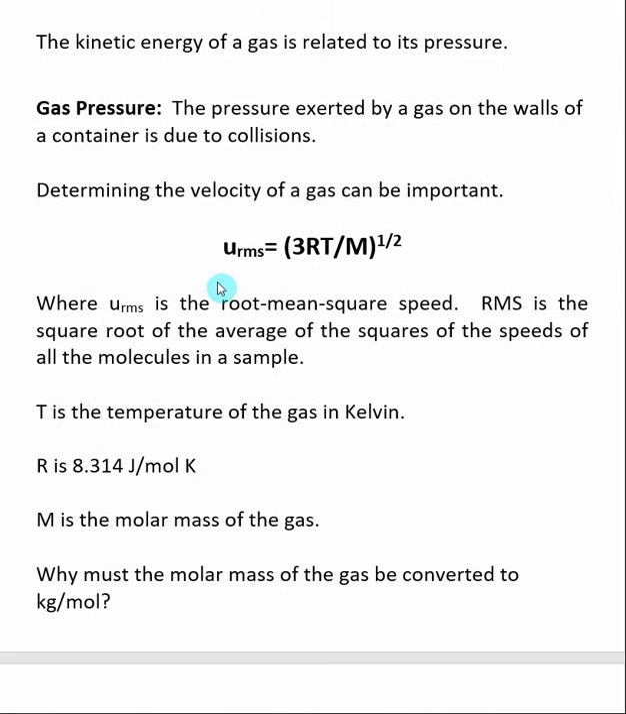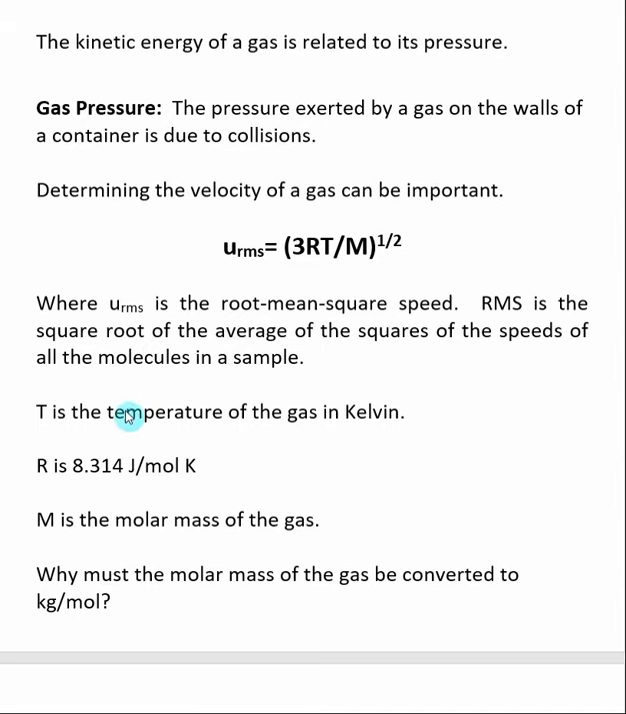We gain this equation where Rms is the root mean square speed of a gas. And the root mean square speed is the square root of the average of the squares of the speeds of all the molecules in the sample. That might seem like a lot, but really the idea is at a given temperature, gas molecules can be traveling at different velocities, and what we want is a way to have an average velocity for a sample of gas.